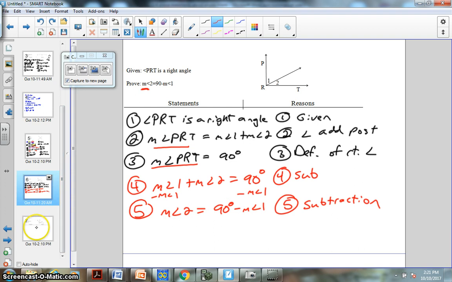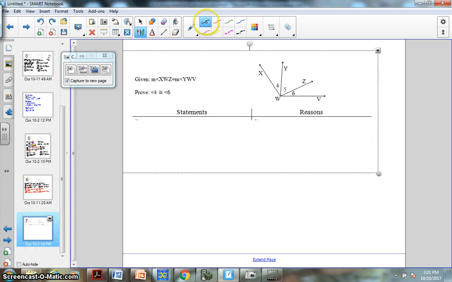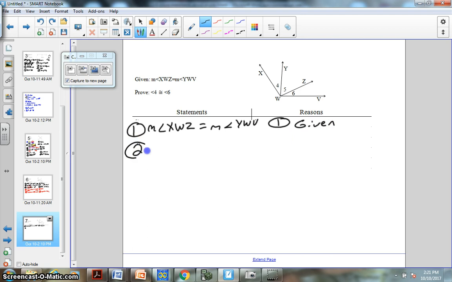Let's go ahead and do one more angle proof. All right. So the measure of angle XWZ is equal to the measure of angle YWV. So this is a given statement. I want to get 4 and 6 into my proof, and knowing that I'm given this, I'm going to go ahead and use angle addition with those. So the angle addition postulate: the measure of angle, oops, wrote that backwards. The measure of angle XWZ is equal to the measure of angle 4 plus the measure of angle 5.